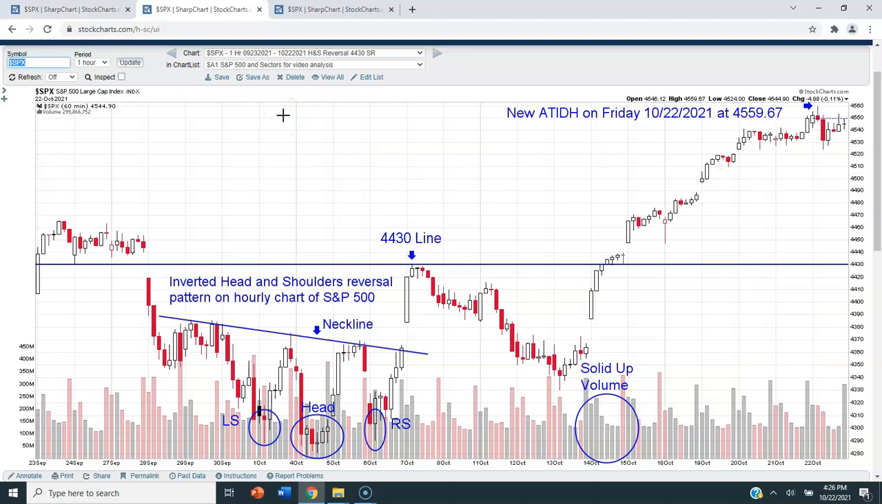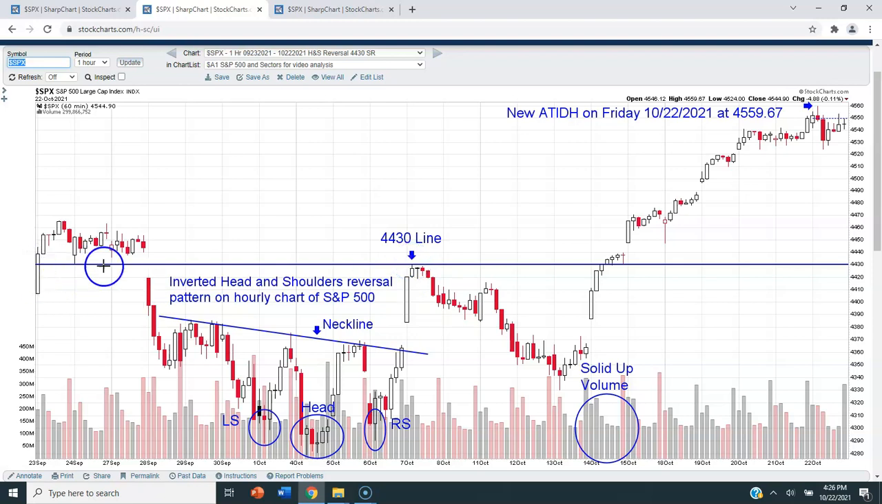All right, the next chart we're going to look at is an hourly candlestick chart of the S&P 500. This one goes back to September 23rd. The solid blue line here, 4430, we'll talk about that in just a second. In the early part of October, you can really clearly see on the hourly chart, we had an inverted head and shoulders reversal pattern, broke the neckline that you can see, and that pushed us up to this 4430 line. We'll talk about the 4430 line again in the next chart as well.